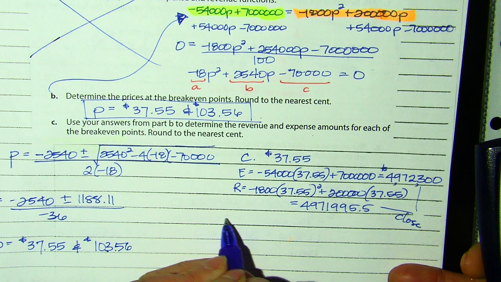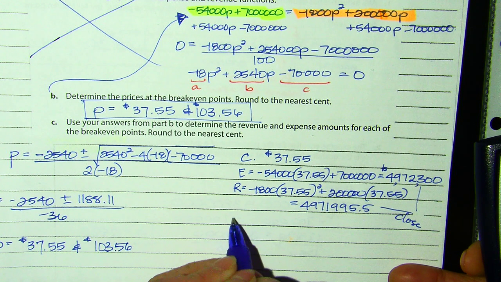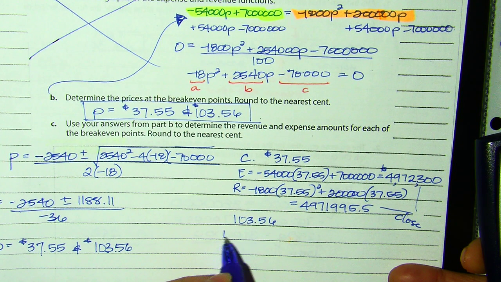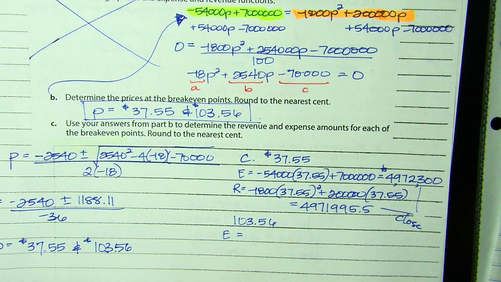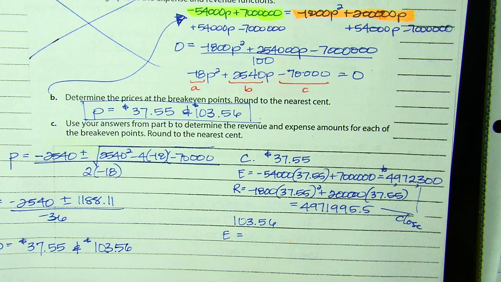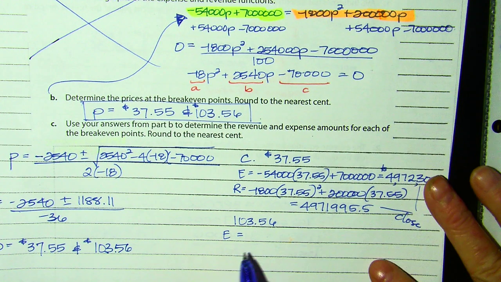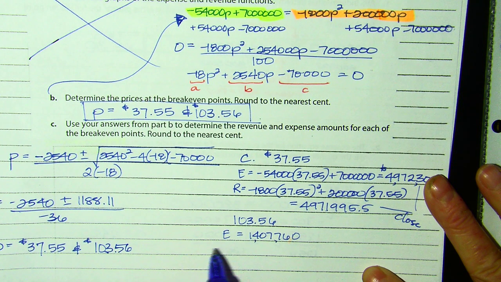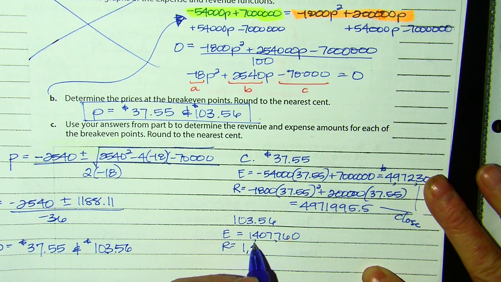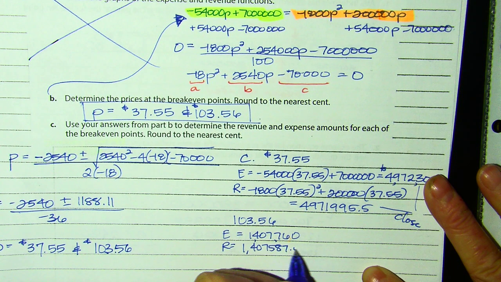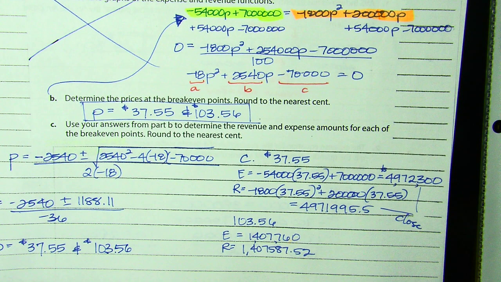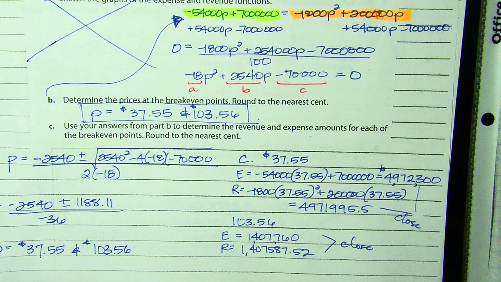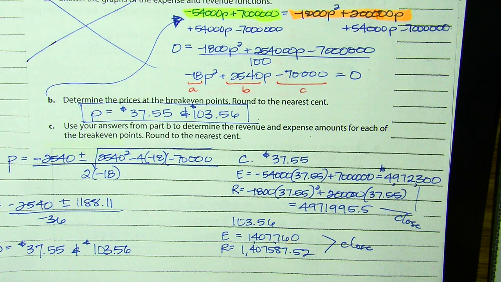Then you would repeat the same for the price of $103.56. If I plug it into the expense equation, you're just plugging it in, I got $1,407,760. And for revenue, I got $1,407,587.52. So those are less than $200 apart. And that completes the notes for this section.